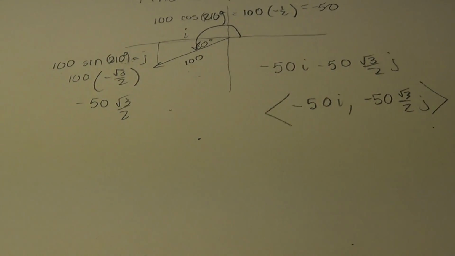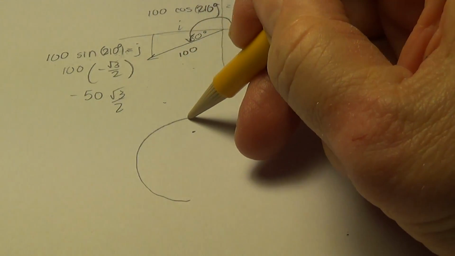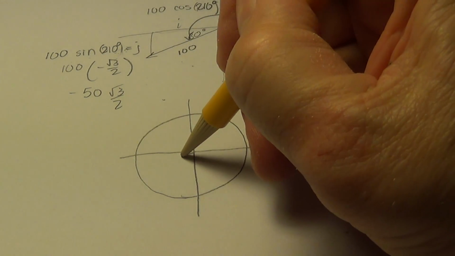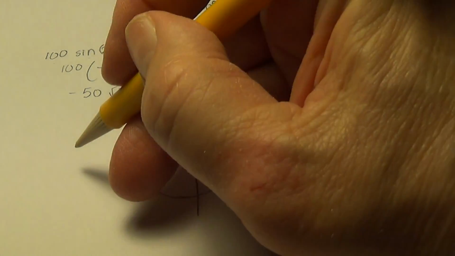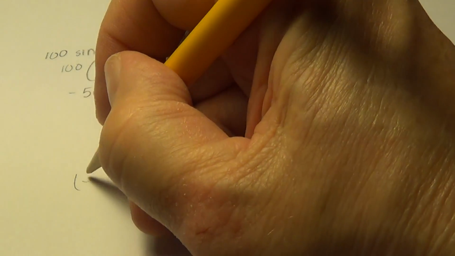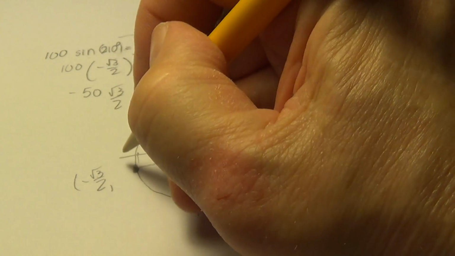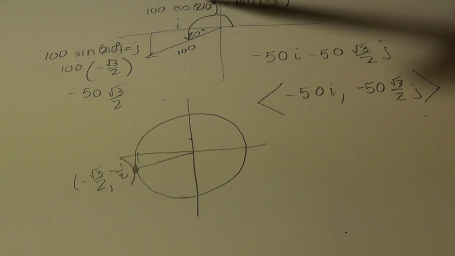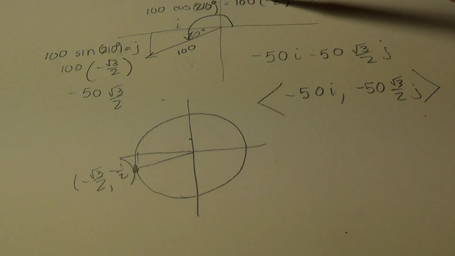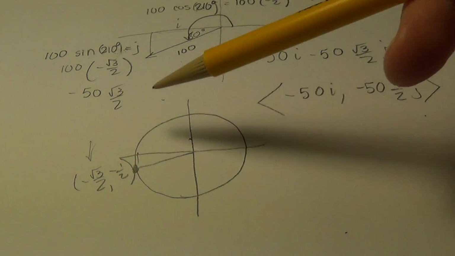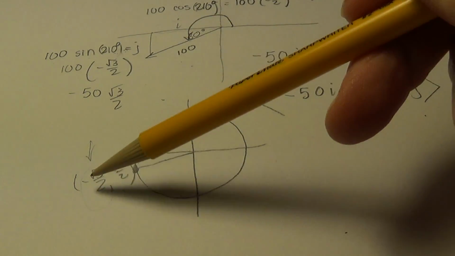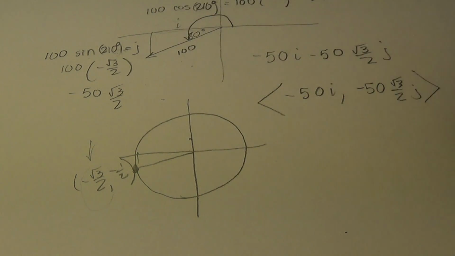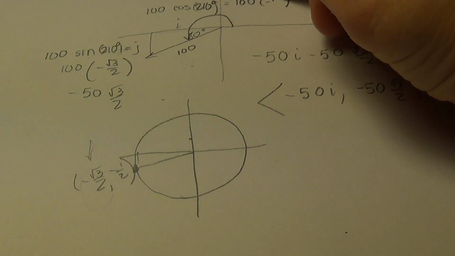Let me draw my unit circle. Trying to do it in my head might have messed this up. So 210 is right here. So we go back square root of 3 over 2 and down 1/2. So when I did the cosine of 210, I think I grabbed the wrong coordinate. It's the first one. So this should have been, instead of negative 1/2, this one should have been negative square root of 3 over 2.